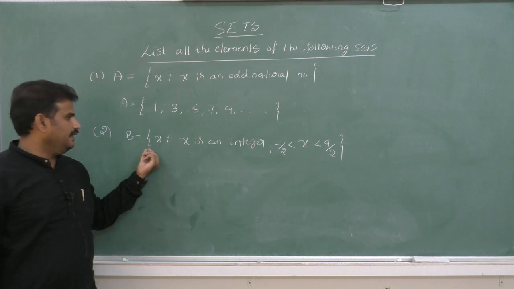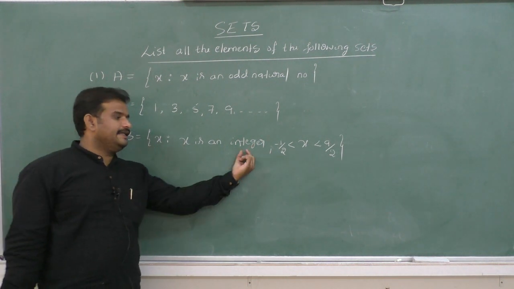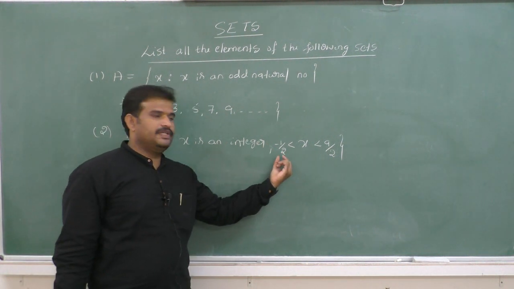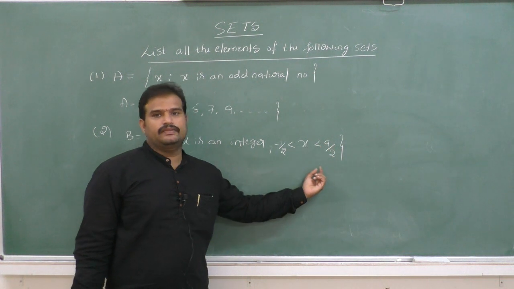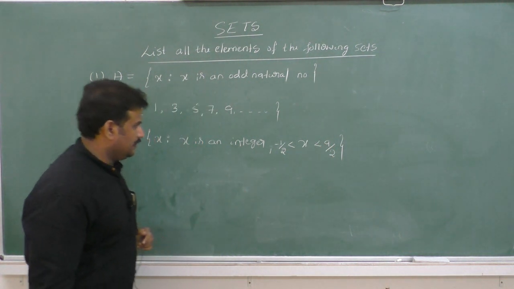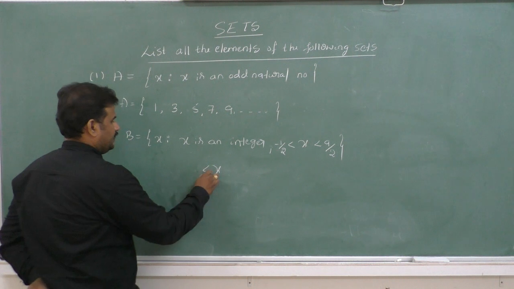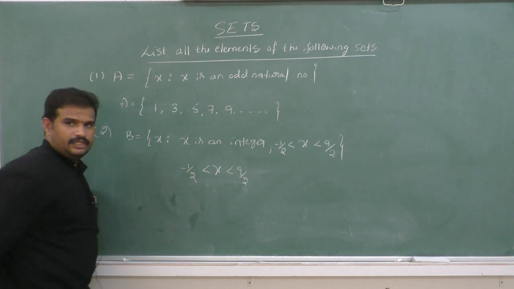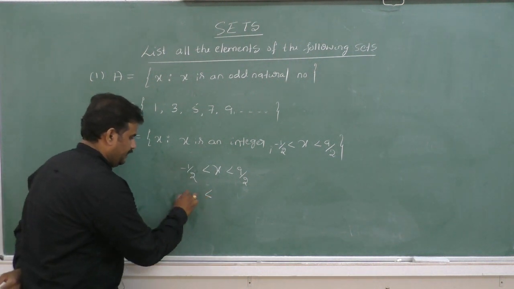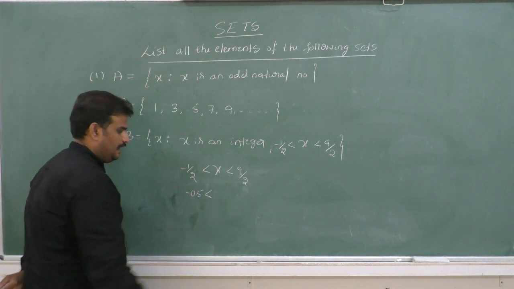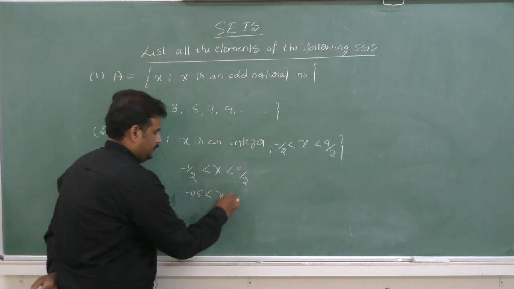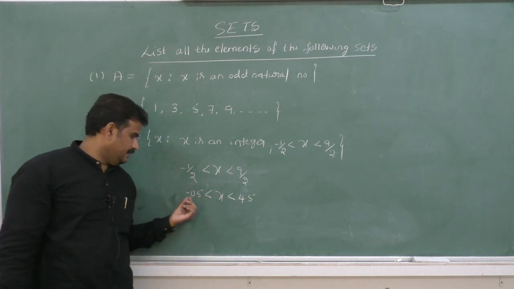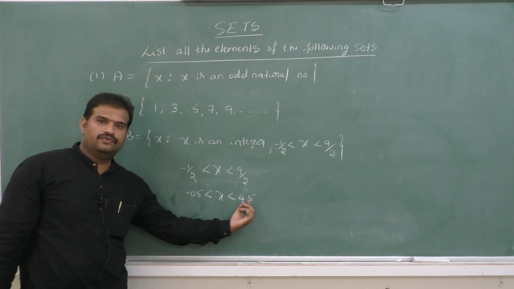So, what is the set that is given? x is an integer, and there is one more condition for the integer, that it lies between minus 1 by 2 to 9 by 2. What is the condition of your x? x is between minus 1 by 2 and 9 by 2. To put it more simply, it is 0.5 or half, and 4.5. x is between minus 0.5 and 4.5.